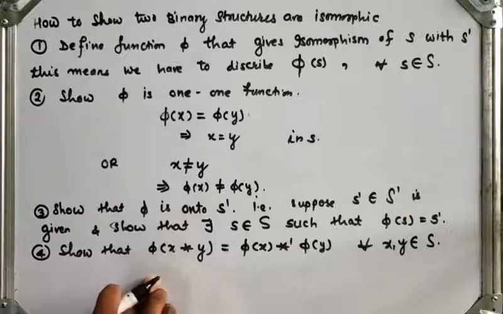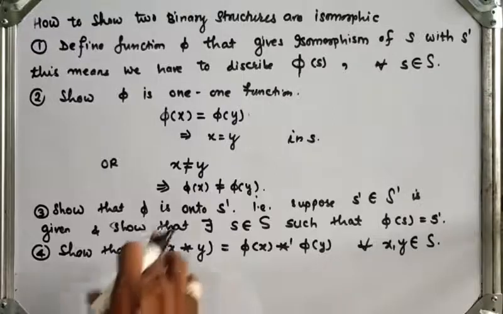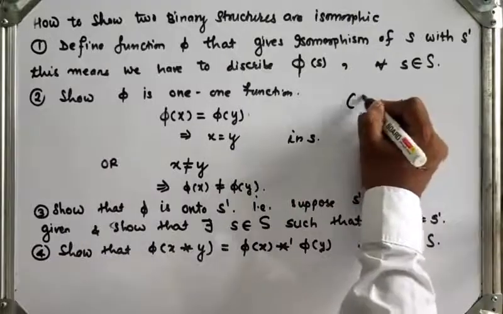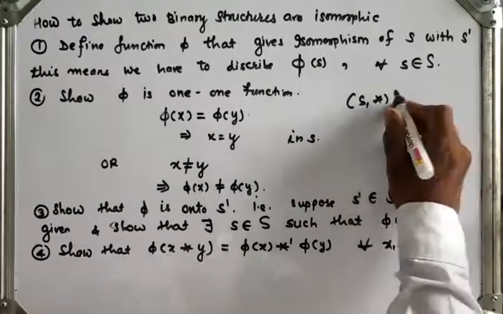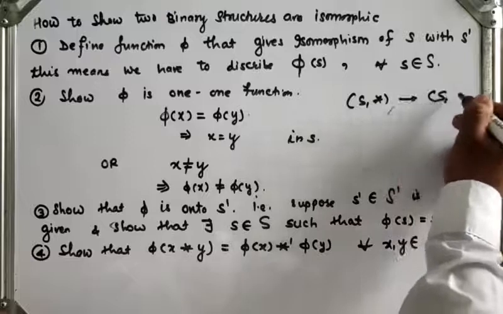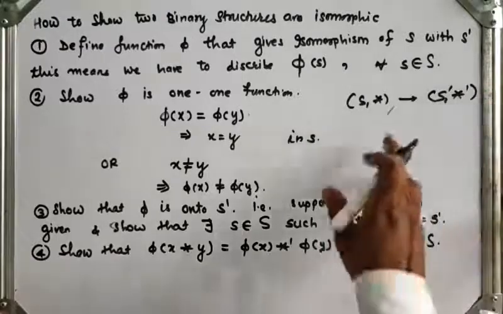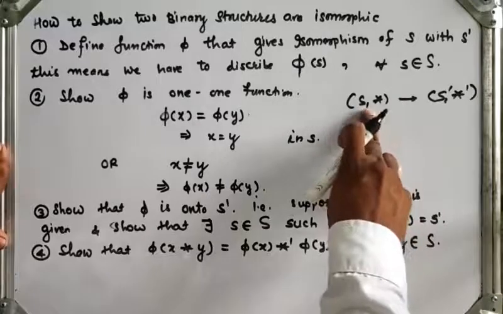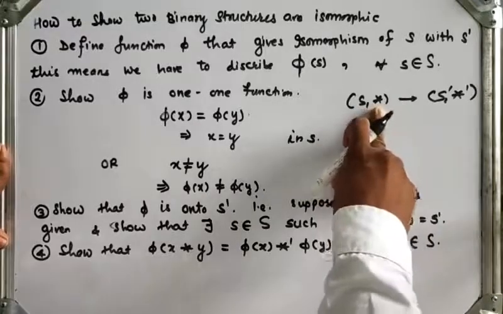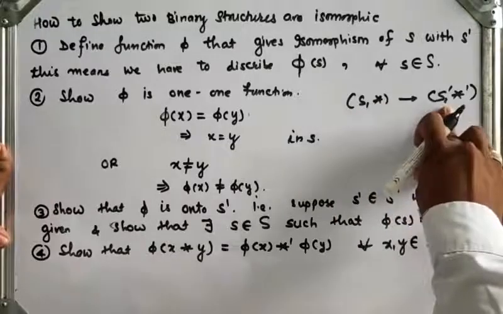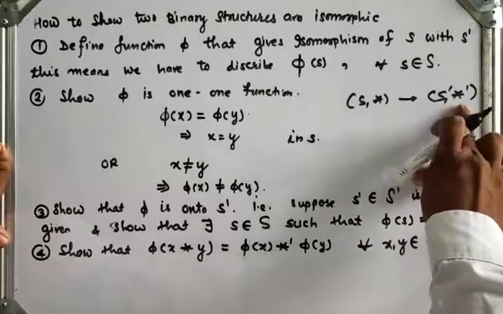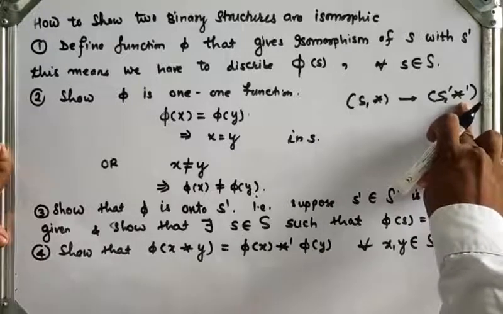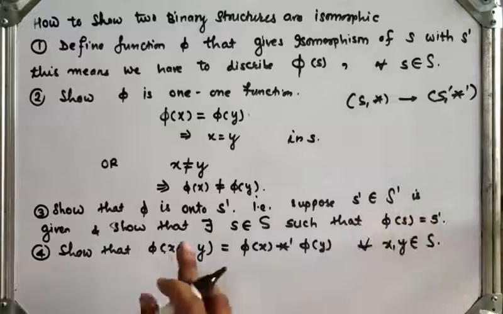Now first, it is very important that you define the function phi such that we have two structures, S under star and S dash under star dash. This means the domain of the function is set S, whose binary operation is star, and the codomain of the function is set S dash, and the operation on the codomain is star dash. So let's see examples.